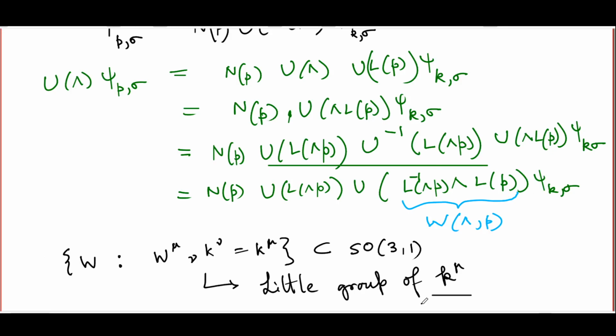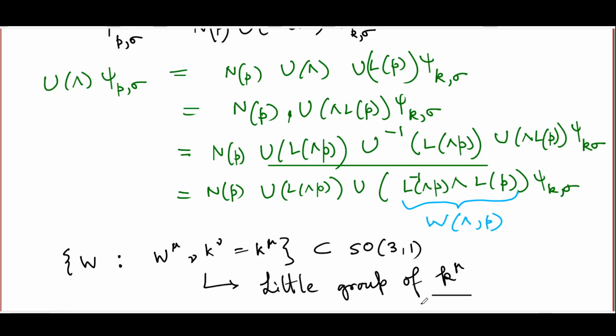In the process of finding out what U of lambda does to an arbitrary state psi P sigma, well, not quite arbitrary, this is a 4-momentum eigenstate, but these are the states that we are working with, we have figured out that you can break it up into 2 steps. Apart from the normalization, you have U of L lambda P acting after U of W lambda P acts on psi K sigma. And the beauty of W lambda P is that it belongs to this little group of K, which means that it will not change the momentum K when it acts on psi K sigma.